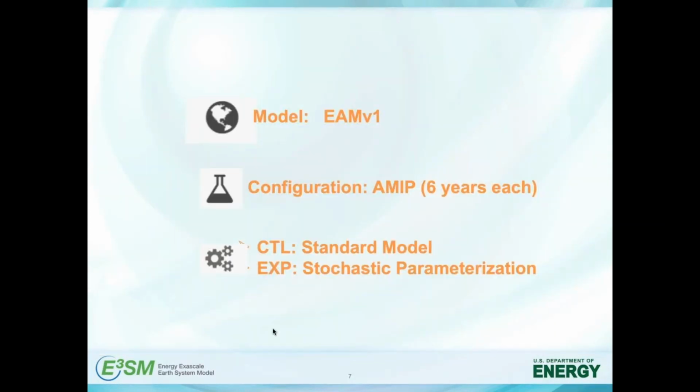So we put this into E3SM or EAM in the atmospheric model and ran that on the AMIP configuration for 6 years. And the first year was thrown away, and the last 5 years were used for model analysis. So we have two simulations. One is a standard control run, and the other is with the stochastic parameterization. Everything else identical.